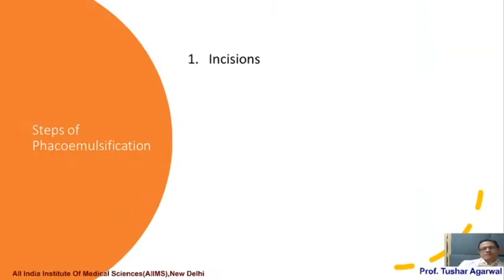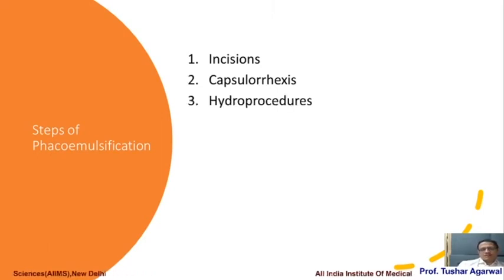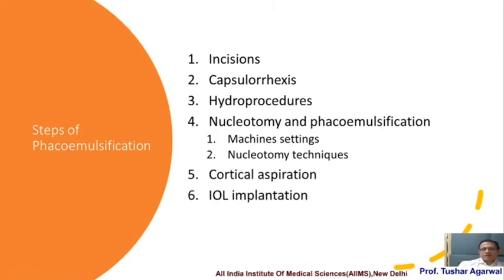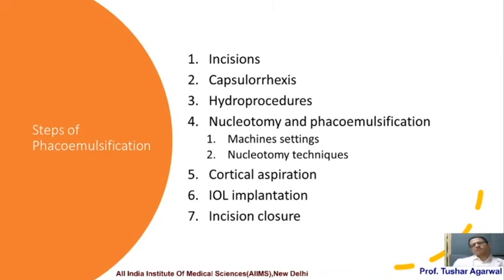Now, for the purpose of this surgery, I divide phacoemulsification into these steps: incisions, capsulorhexis, hydro procedures, nucleotomy techniques, cortical aspiration, IOL implantation, and finally incision closure. Normally, when I teach this in RP Center, it takes me around an hour to 2 hours to go through each step individually, depending on the type of step.